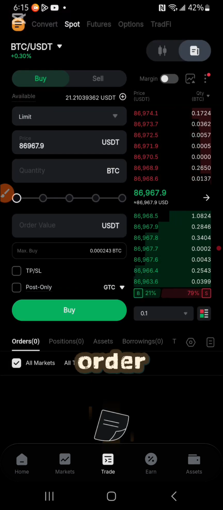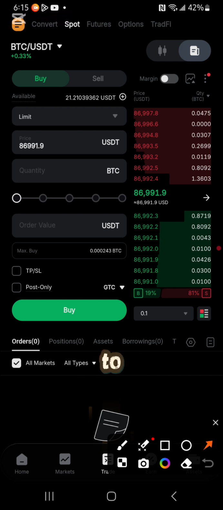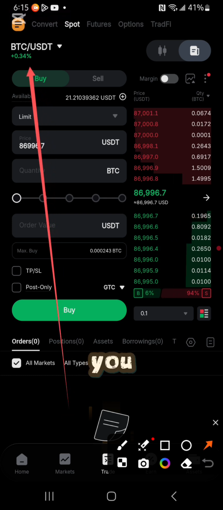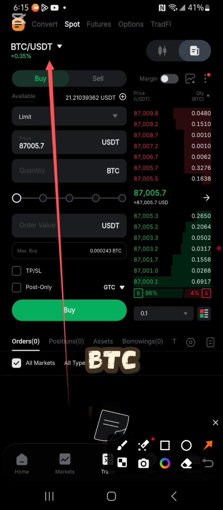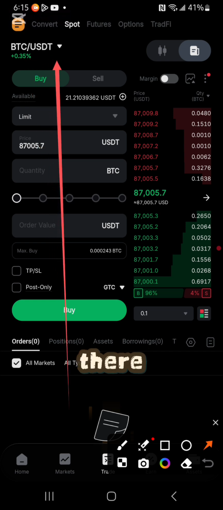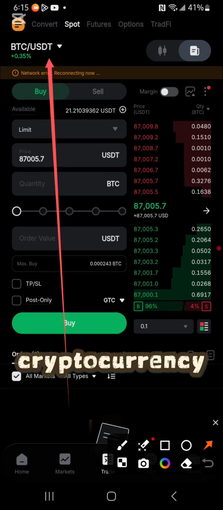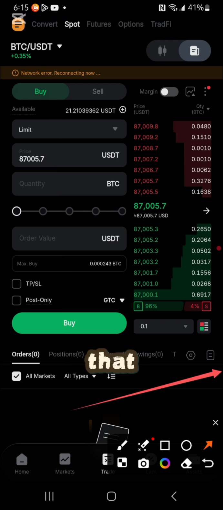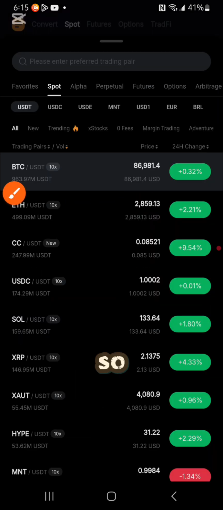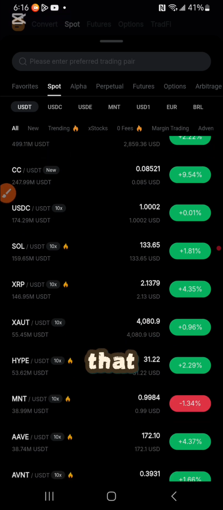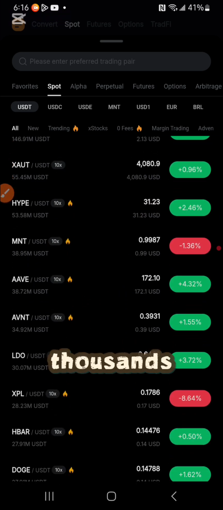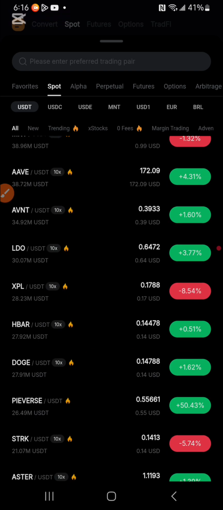In order to pick the crypto, I'm going to be heading over to this section that says crypto, where you can see the BTC USDT icon there. That is where you can select pretty much all of the cryptocurrency you could ever think of. So click on that icon. After clicking it, you get to realize that there are hundreds if not thousands of coins that you can use in doing this spot trading.